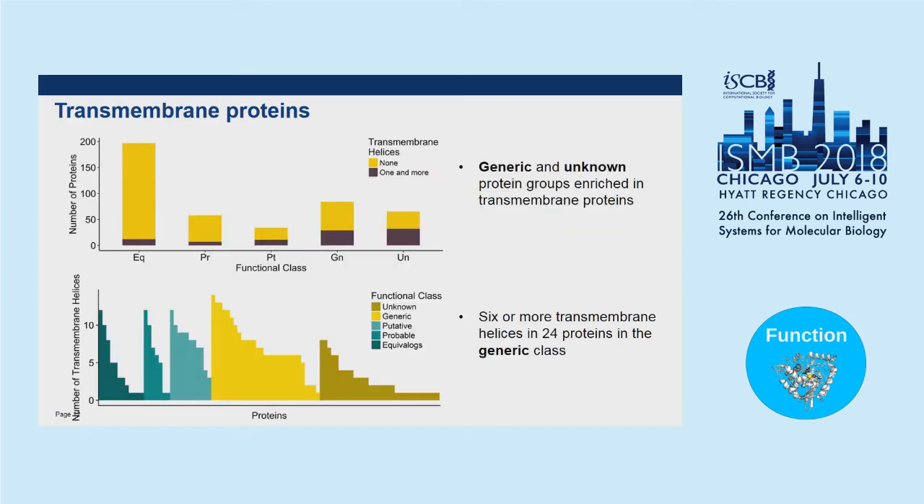In the end, we looked at transmembrane helices, and here proteins that have at least one transmembrane helix are marked in brown, and the generic and unknown groups are enriched in proteins that have transmembrane helices. Moreover, in the generic group, 24 proteins have at least 6 transmembrane helices.